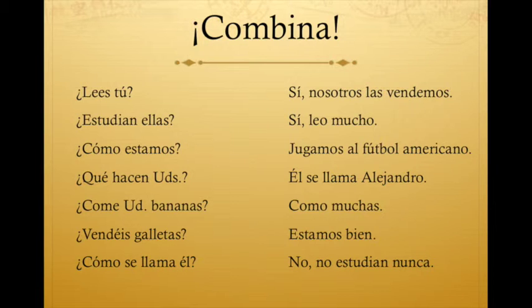Are you eating bananas? ¿Come usted bananas? If we ask, are you eating bananas? We need to respond with, yes, I am eating bananas. So the yo form. Sí, yo como muchas.